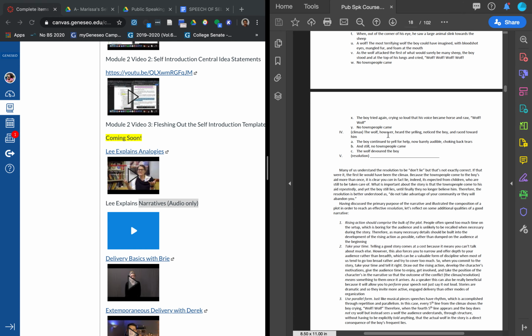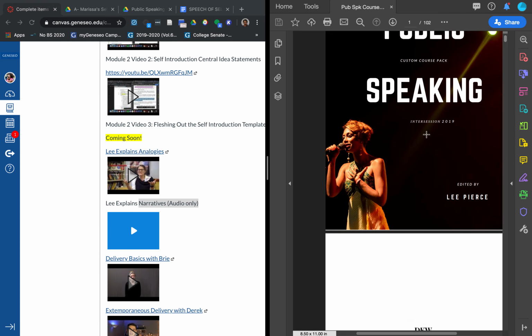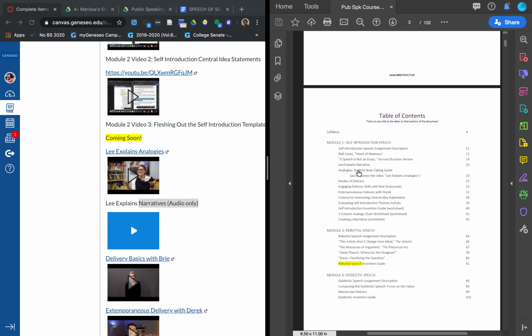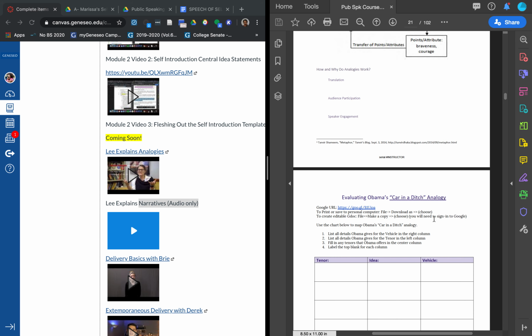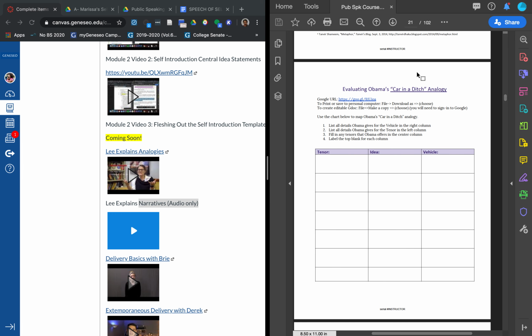So as you're listening to the audio, if you want something to read, it's in there. You'll also see that there's a transcript for Lee explaining the analogies. It's like a note-taking guide. So if you want a visual to look at and you want to take some notes, if you want to practice evaluating an analogy, which is normally an activity we'll do in class, but if this is an online class, if you're watching this in a semester that's online, we actually do it in class.